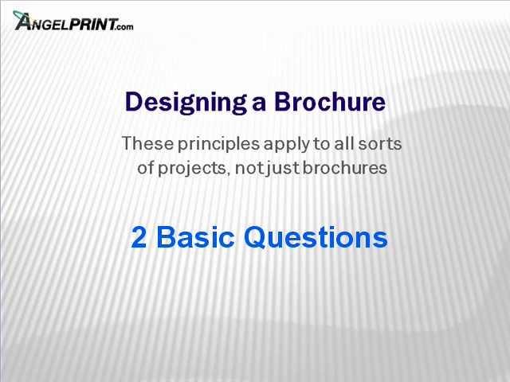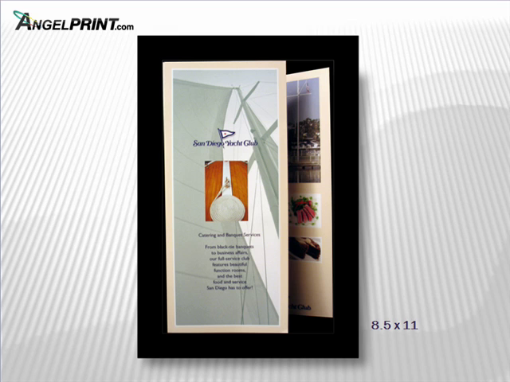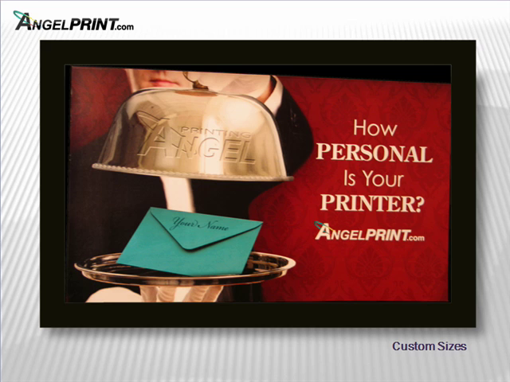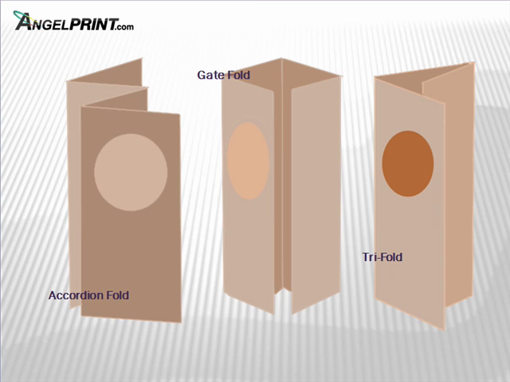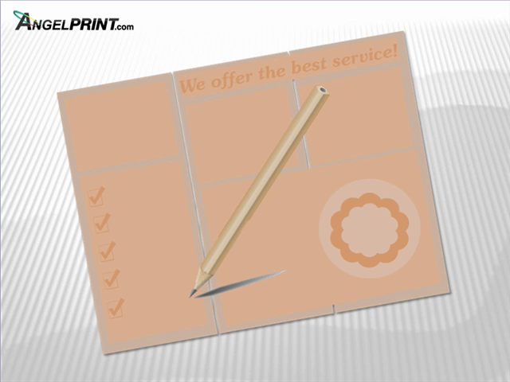When you first begin to think about your design project, you need to ask yourself two questions because the answers impact your design features. The first question is, what size is your brochure going to be? Is it going to be the standard 8.5 by 11 or 8.5 by 14, or is it going to be a custom size? The next thing to consider is the kind of fold you'll use because it will dictate how you apportion your design space. There are many ways to fold a sheet of paper, including an accordion fold, gatefold, and the traditional trifold. Once you decide these two basic things about your brochure, you're ready to move forward.